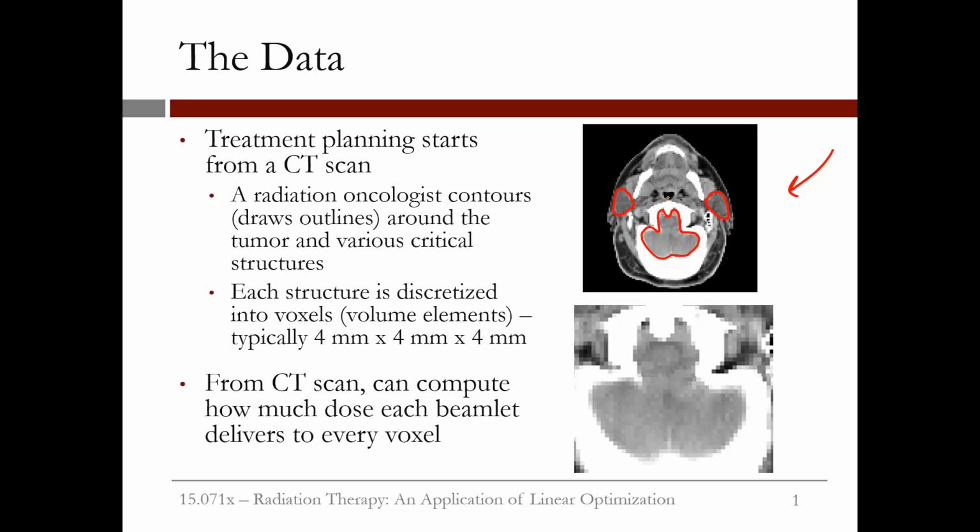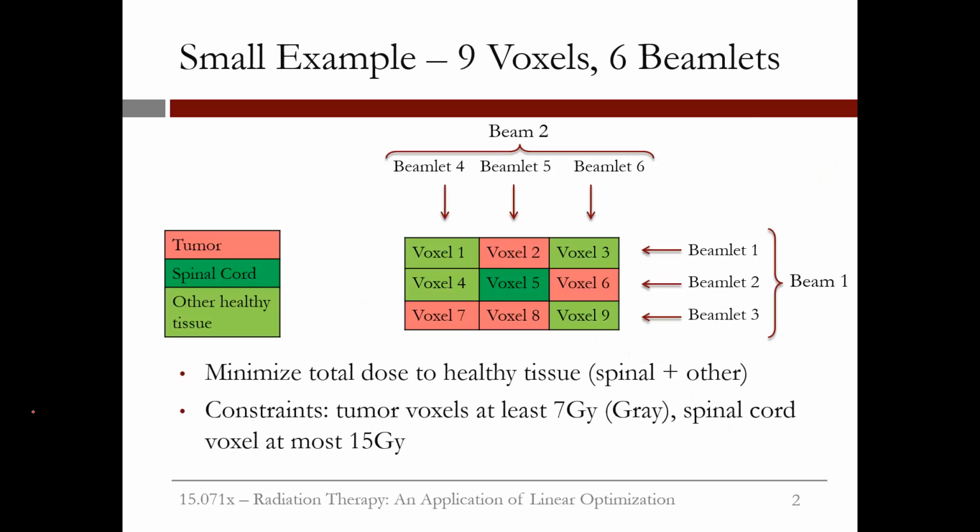Then, each structure would be discretized into voxels or volume elements, which are typically 4 millimeters in dimension. The second image here shows a close-up image of the brain, and you can see the small squares which represent the voxels. Here they're two-dimensional, but in reality they would be three-dimensional. Now we can compute how much dose each beamlet, or piece of the beam, delivers to each voxel. We'll start with a small example.